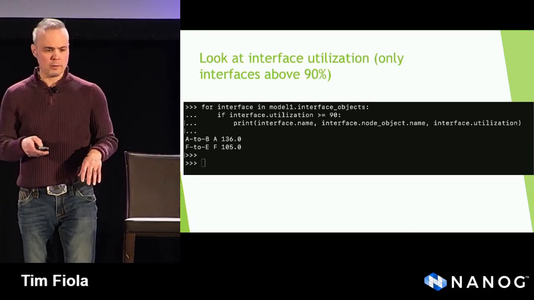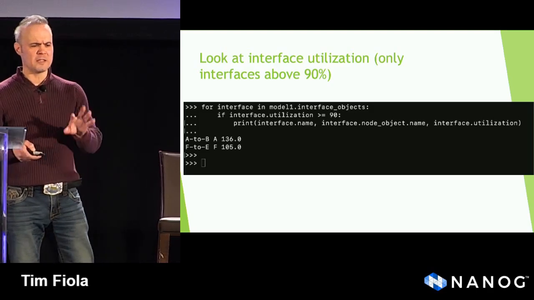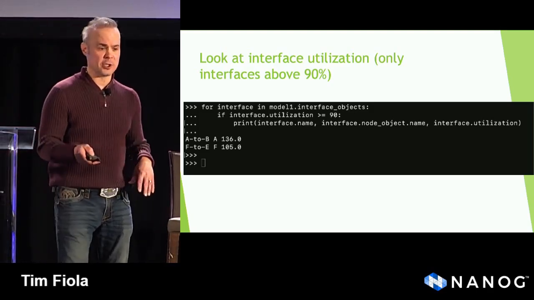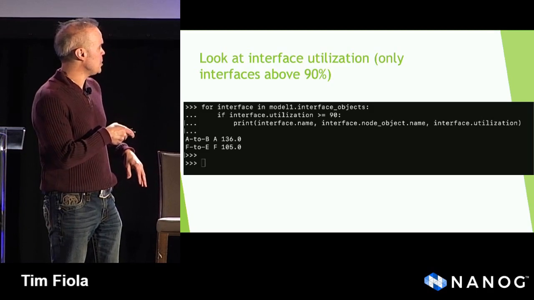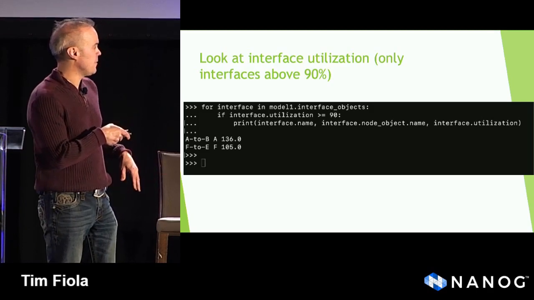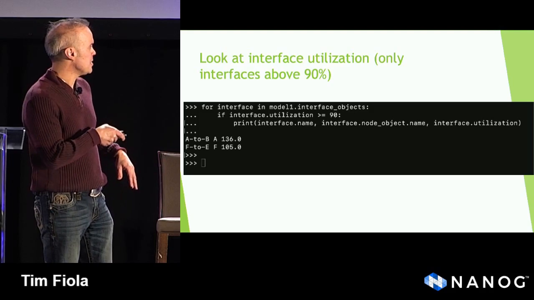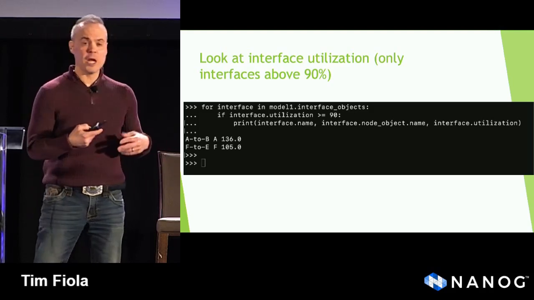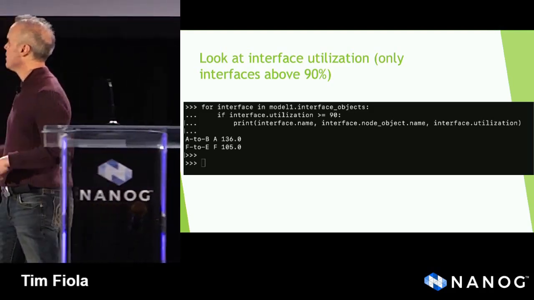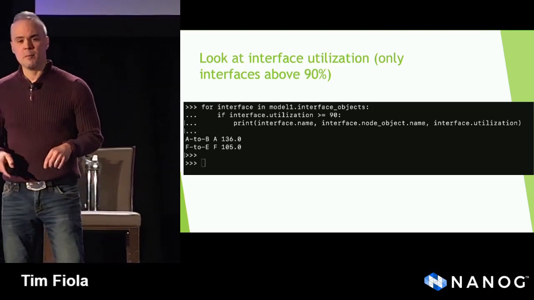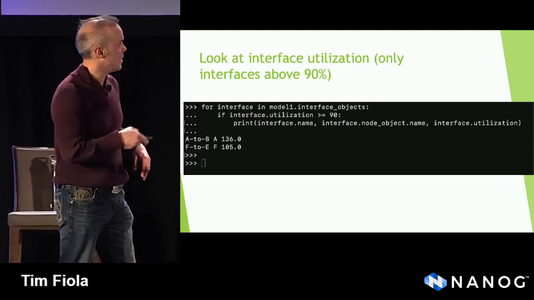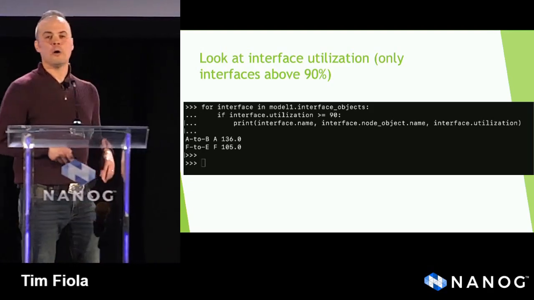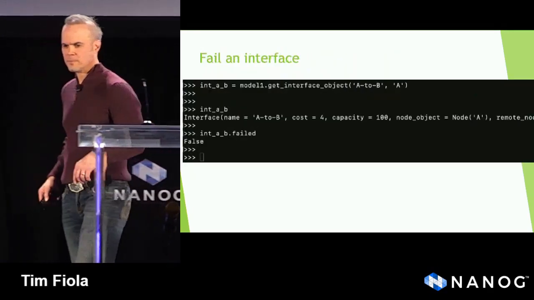So we've converged our model. Let's look at interfaces that have over 90% utilization. It's just a simple for loop. Grab the interface objects, look at the utilization. If it's over 90%, print some information about the interfaces. So we have the interface name, the source node, and then the utilization. So we have two interfaces that are over 90% utilized.